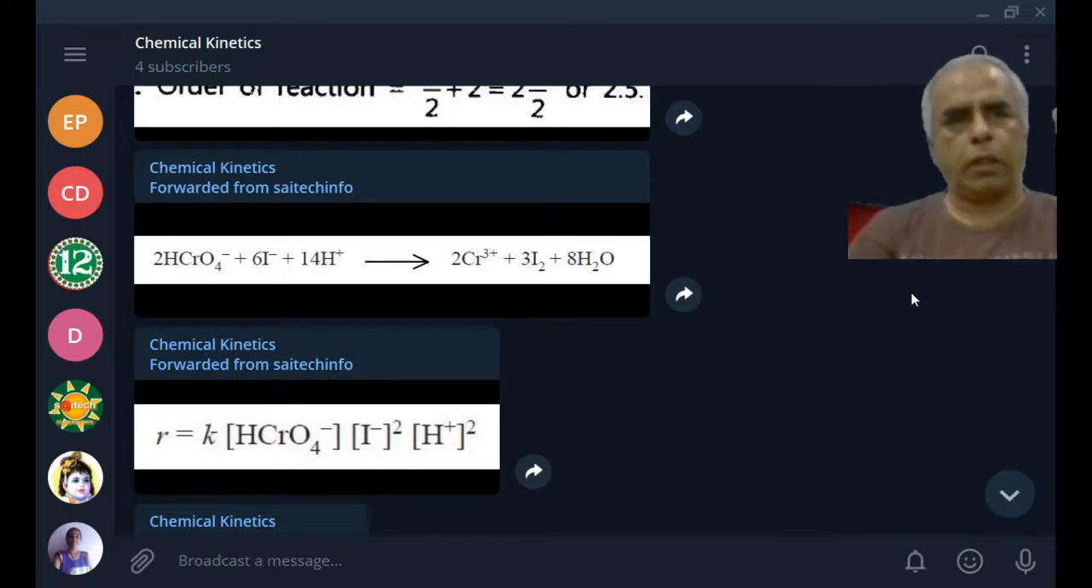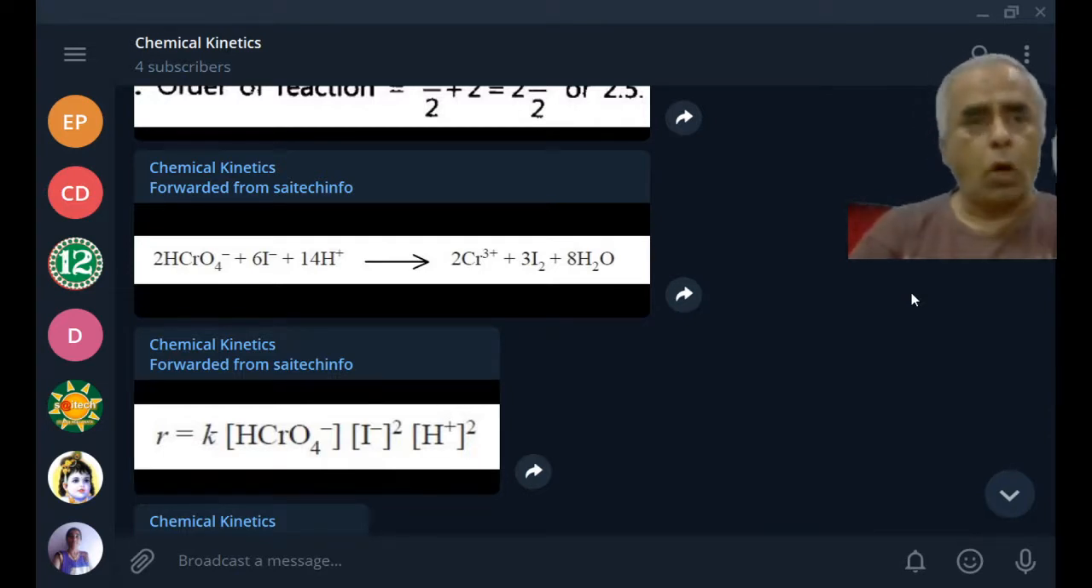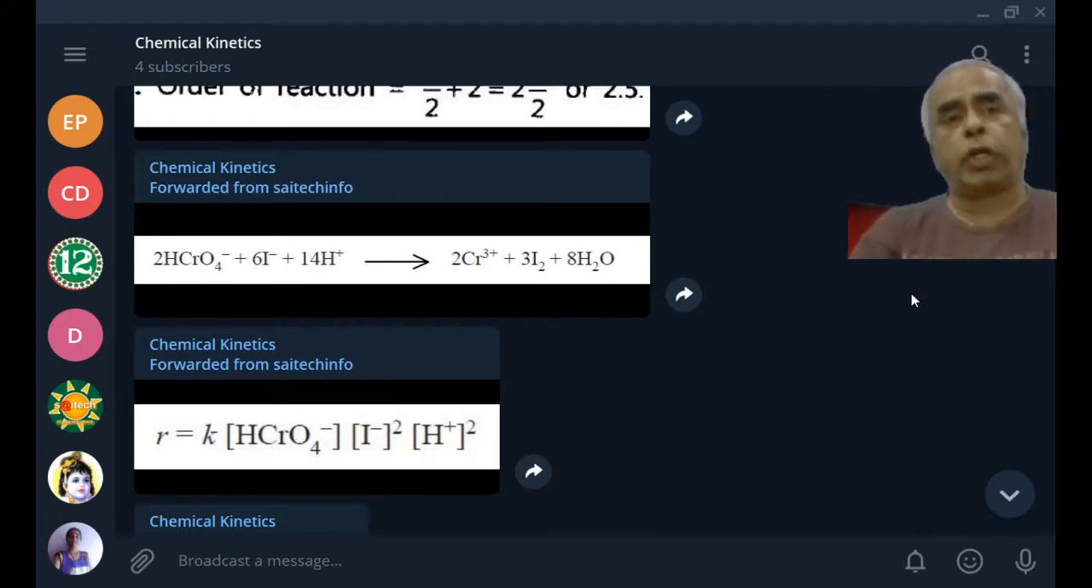So it is an anion. Then you have got another anion, that is iodide anion, 6 moles. And then 14 moles of H plus. You just look at this. What is the molecularity of this reaction? Can anyone say? The molecularity of the reaction is nothing but the sum of all the moles of the reactants. So 2 plus 6 plus 14, that means 22 is the molecularity. Do you understand?